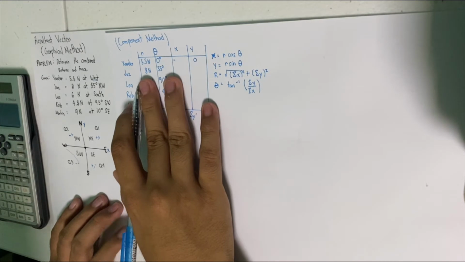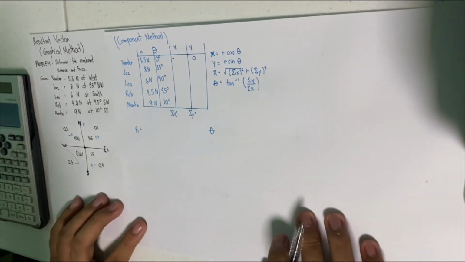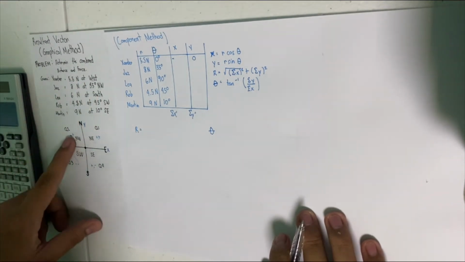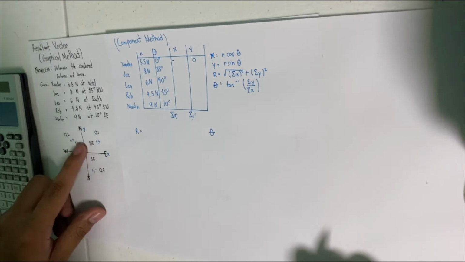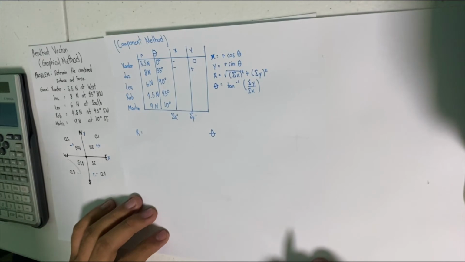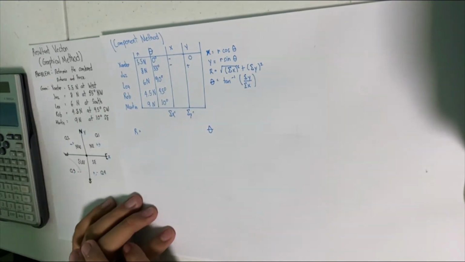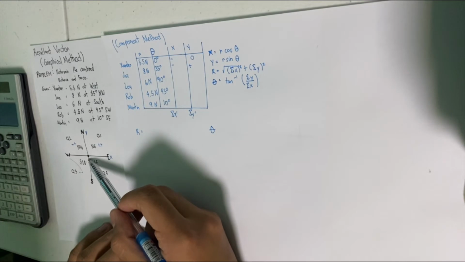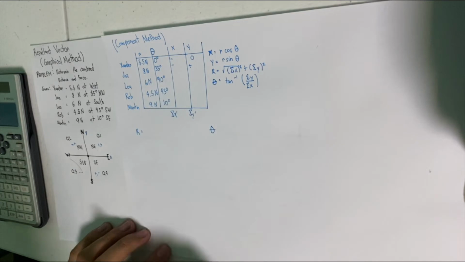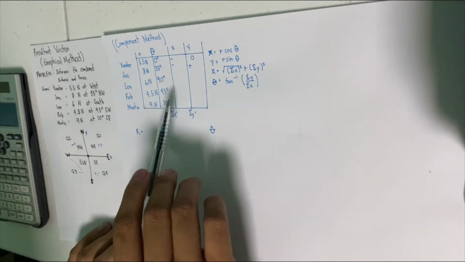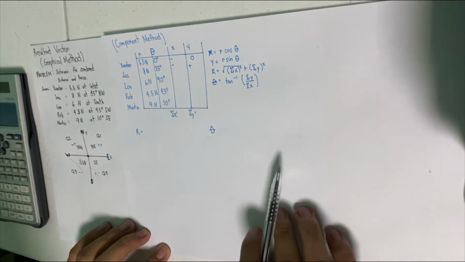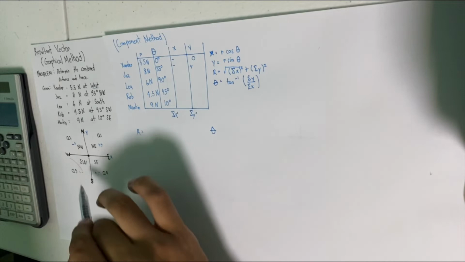And for Jazz, it is northwest, so it is in quadrant 2. The sign here is negative, positive. And the next one is Leia, which is in the south here. South is 90 degrees because it's lying on the y-axis. We will put the 0 here in the x because it is lying on the y-axis.